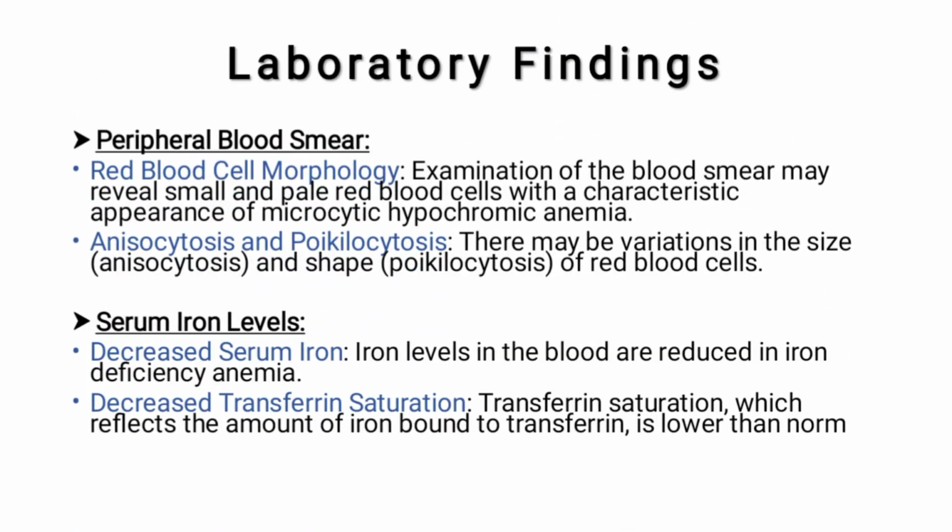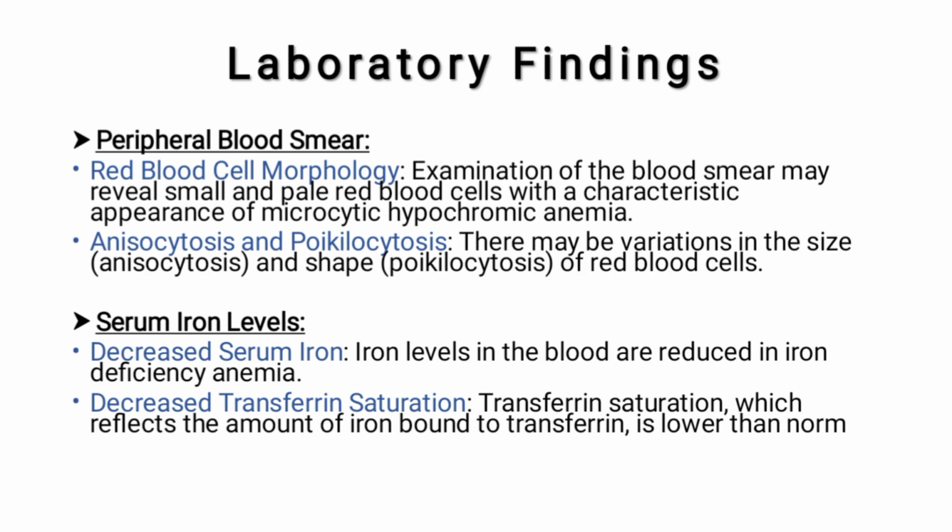Peripheral blood smear. Red blood cell morphology. Examination of the blood smear may reveal small and pale red blood cells with a characteristic appearance of microcytic hypochromic anemia. Anisocytosis and poikilocytosis. There may be variations in the size, anisocytosis, and shape, poikilocytosis, of red blood cells.